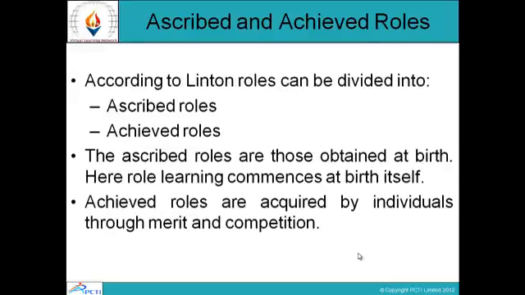Ascribed and achieved roles. According to Linton, roles can be divided into ascribed roles and achieved roles. The ascribed roles are those obtained at birth. Here, role learning commences at birth itself. Achieved roles are acquired by individuals through merit and competition. So the roles which are achieved are acquired through merit, hard work, and competition, and ascribed roles are those obtained or given at birth. Then, role learning commences at birth.